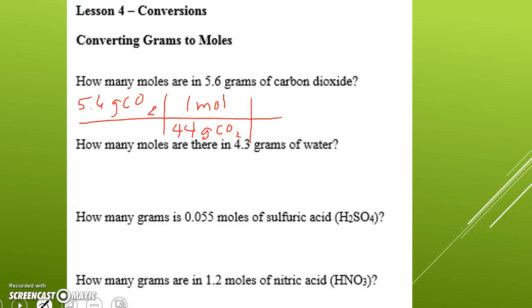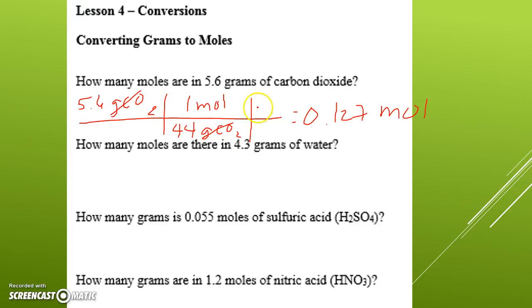And then we want to know how many moles. That's actually all we have to do here. We're going to cancel out the grams, make sure this cancels, so we're left with just moles. So you go ahead and calculate that out. If you take 5.6 divided by 44, you're going to get 0.127. So that's pretty straightforward. You just want to practice using this kind of conversion here.